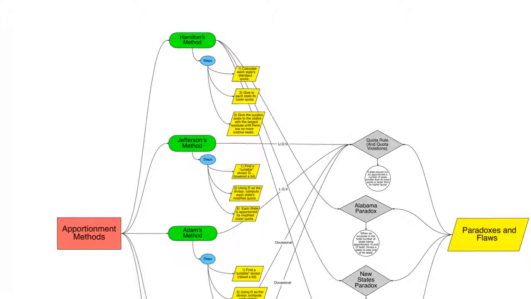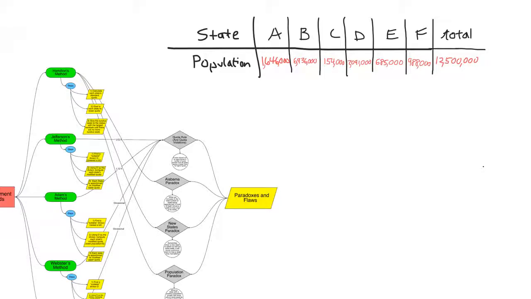Now, obviously, that's going to sound like a bunch of gibberish unless we bring it down to earth with a concrete example. So I'm going to present you a chart that denotes a possible apportionment issue. Okay, so imagine that the top row represents the states. We have state A, B, C, D, E, and F, and the bottom row represents the populations of each state. So obviously 1,646,000 people are in state A, and so on. And then we have the totals down here.